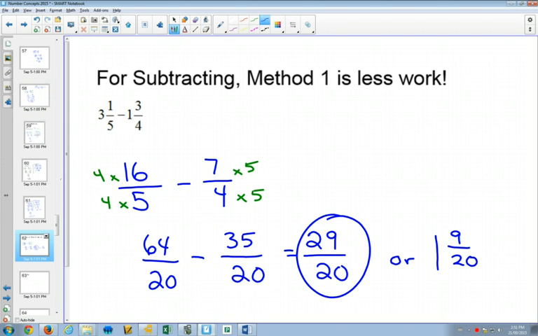So you could leave it as the improper fraction as 29 over 20, or change it to 1 9/20. Depends on what the question says. Sometimes the question will say, leave your answer as an improper fraction. Sometimes the question will say, change your final answer to a mixed number. So that's using method one, and that's what I'd recommend for subtracting.